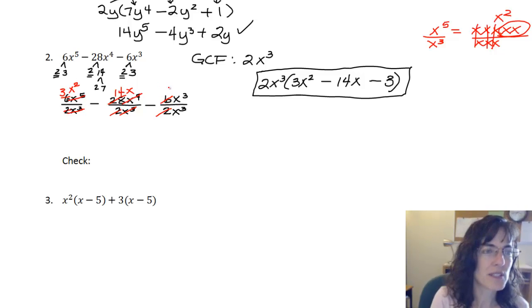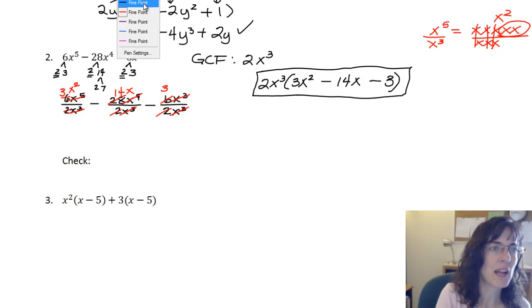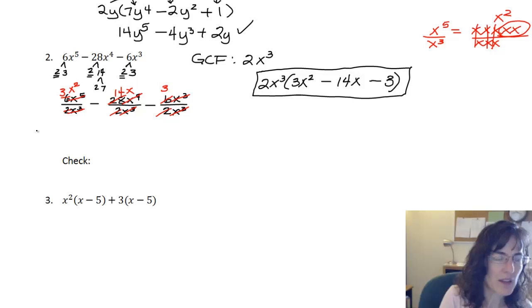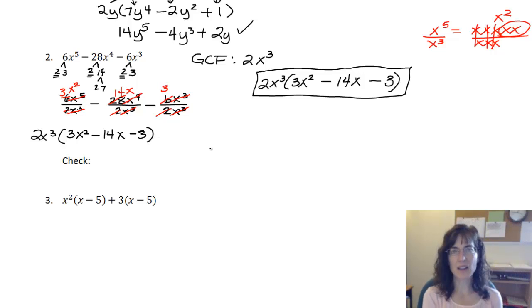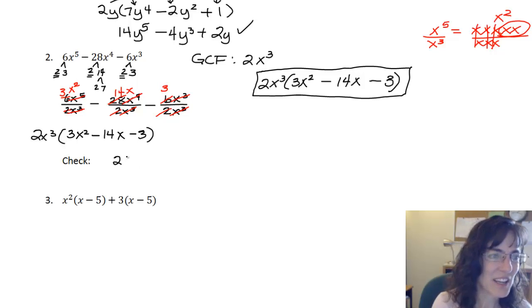Here, 2 goes into 6 3 times. I've got 3 x's in the denominator, and they cancel with all 3 in the numerator, so I have no x's left on the last term. And I'm ready to rewrite. Put that greatest common factor, 2x cubed, out front, and I have 3x squared minus 14x minus 3. And it looks exactly like what I got with the other method. That's fantastic. And let's check.